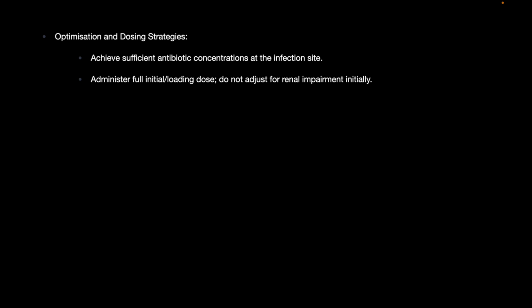Now, optimizing the dosing. Achieve sufficient antibiotic concentration at the infection site. So you need to know the penetration and the source of infection. Administer the full initial loading dose. Do not adjust for renal impairment initially. This is very important. Do not adjust for renal impairment initially. You can do that after 24 to 48 hours.